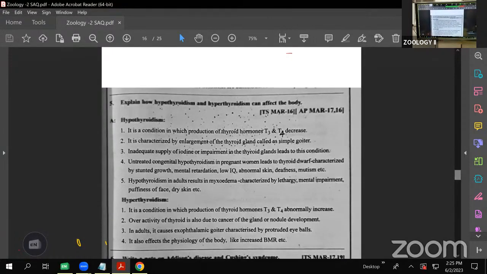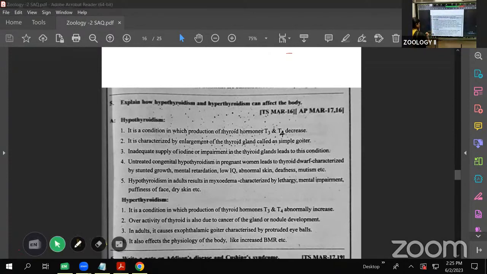Next important answer: explain hypothyroidism and hyperthyroidism. All of you know this one. The thyroid gland is present between the pharynx and the larynx. The butterfly-shaped structure that we call the thyroid gland.